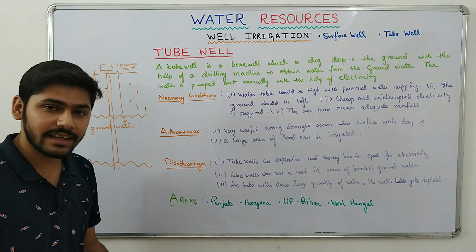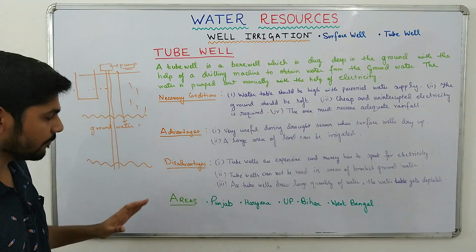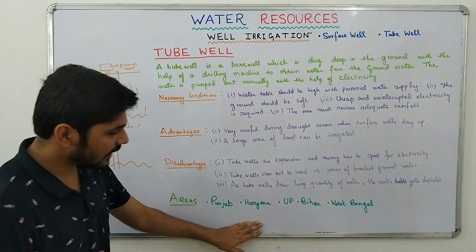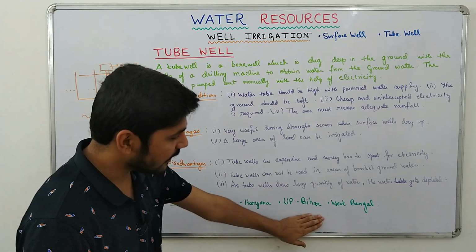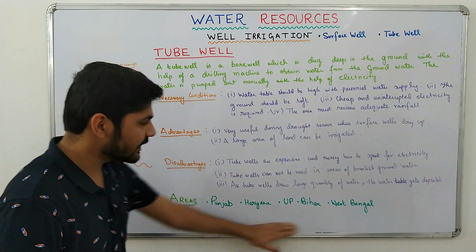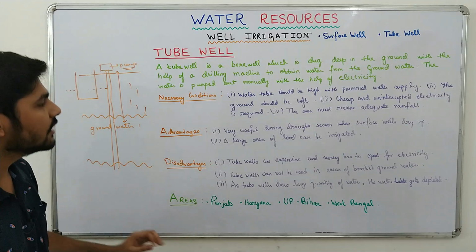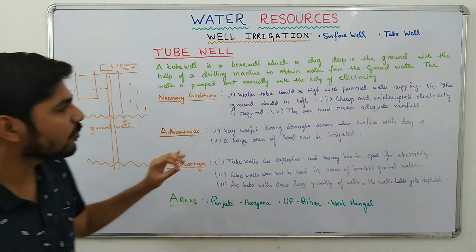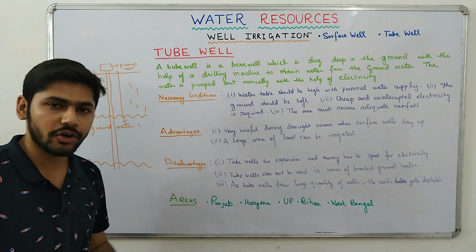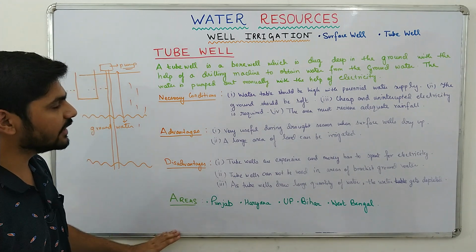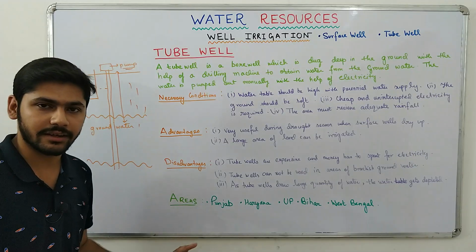Now, what are the areas where tube wells are generally found? Punjab, Haryana, Uttar Pradesh, Bihar and West Bengal. So these are the states where tube wells are generally found. So guys, all this was regarding tube wells. Everything is very important over here. So try to understand everything and try to memorize everything.